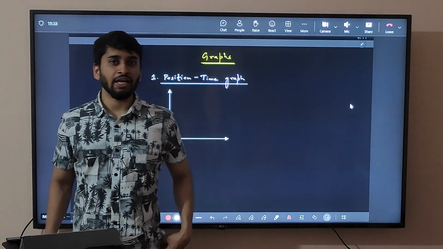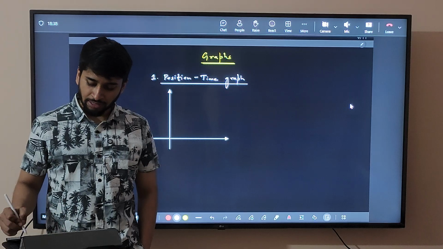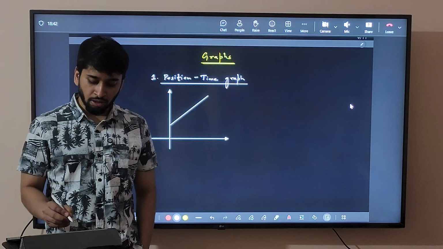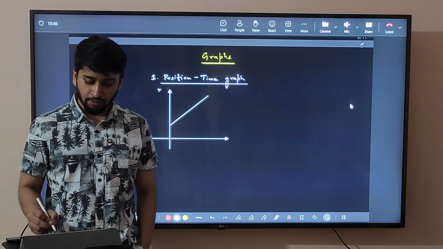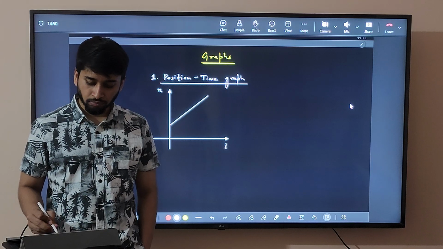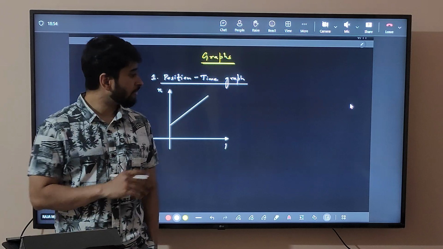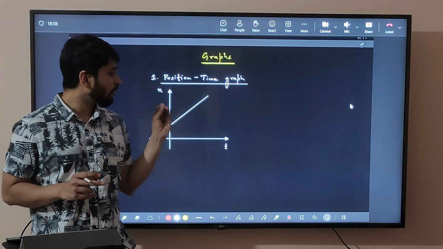Fine. So position time graph. Now what happens in the position time graph? If you have any position time graph, in general, if I take any graph like this, right? Here on the y-axis you have position x, on the x-axis you have time, right? Now what we need to figure out is what the different points on this graph will give us.